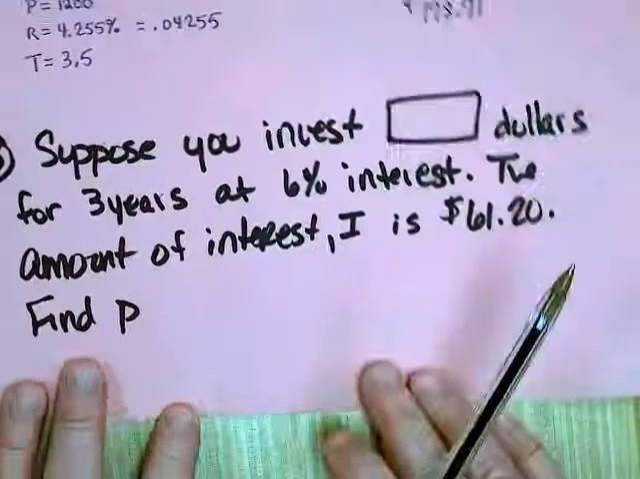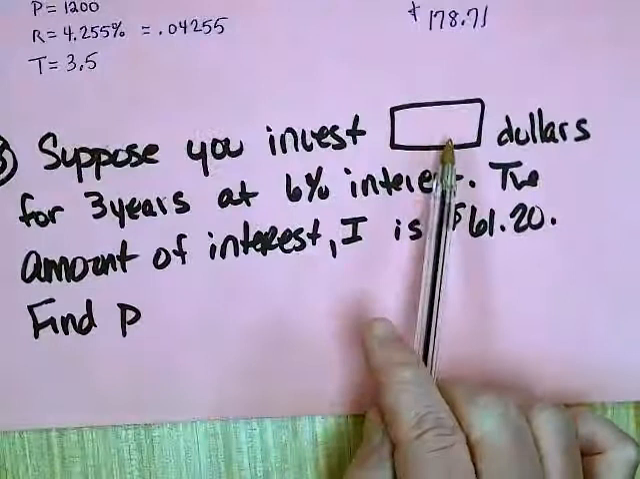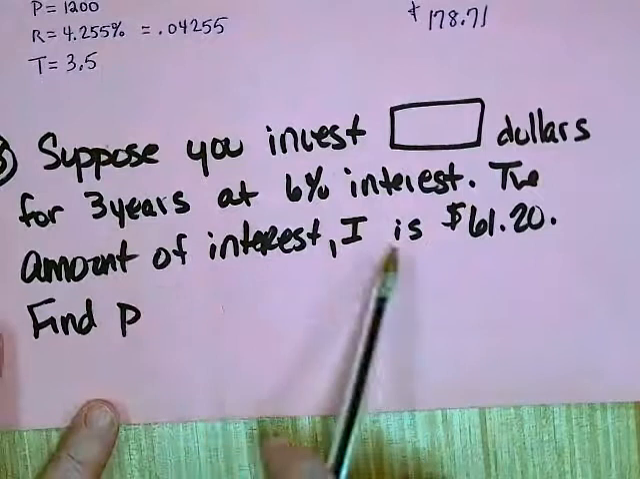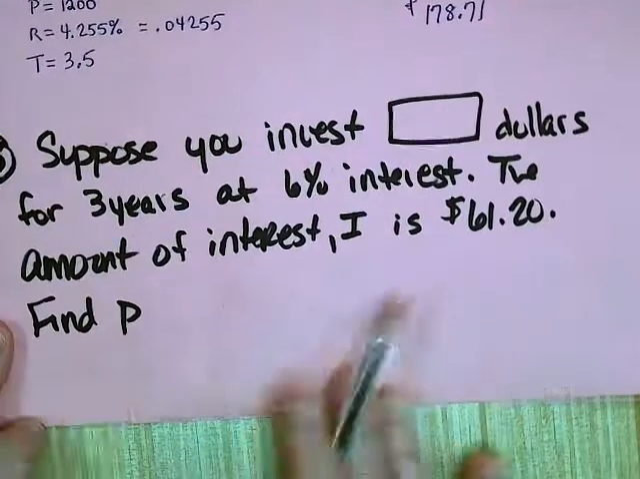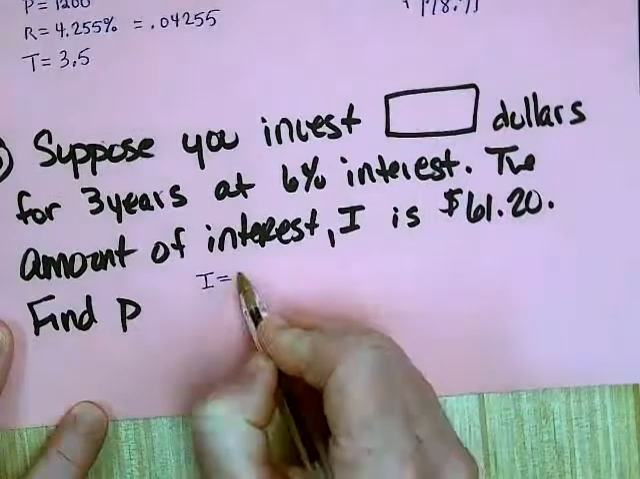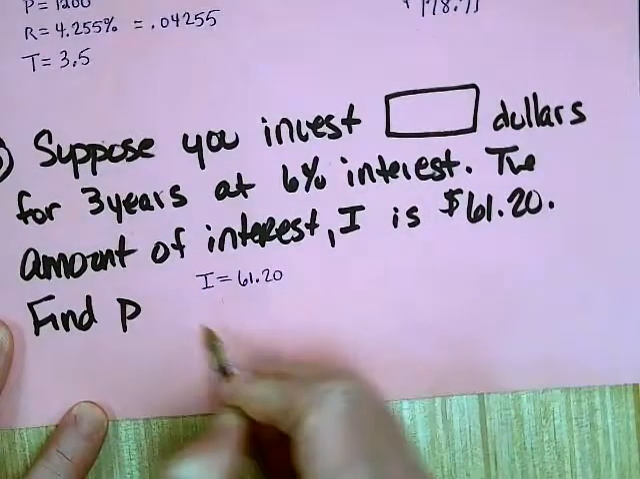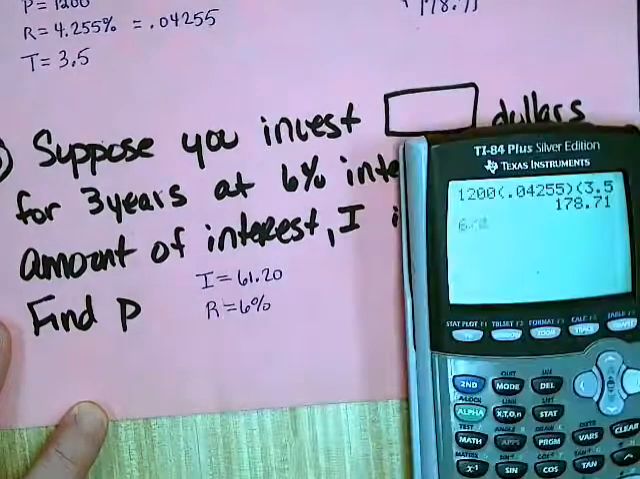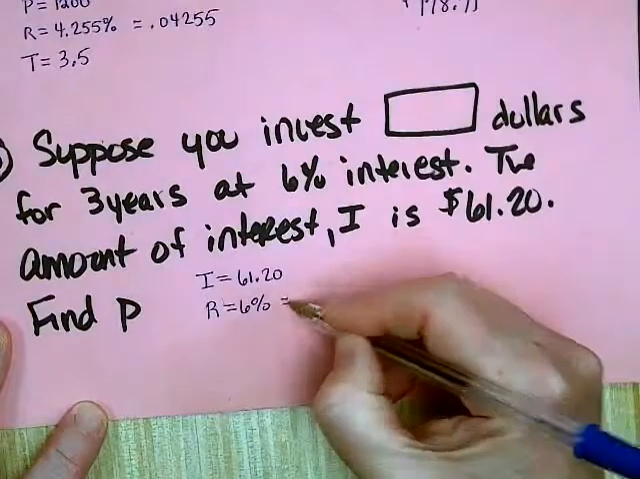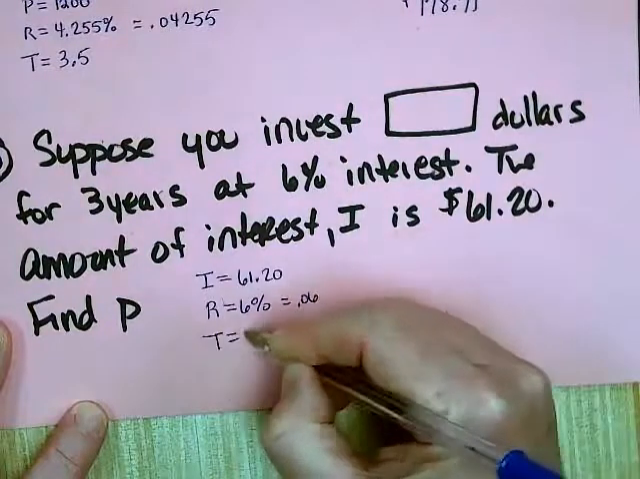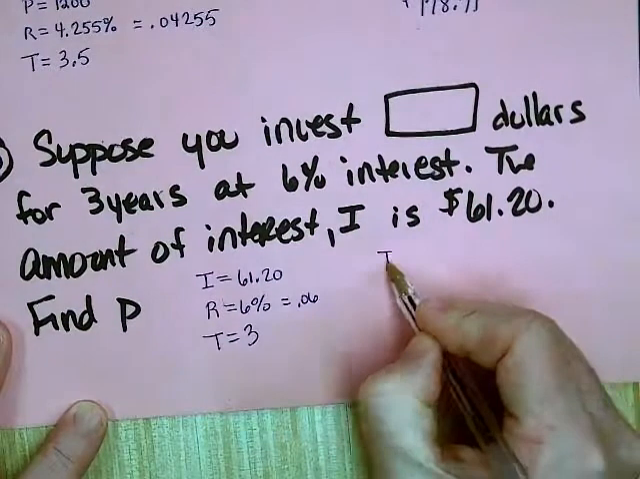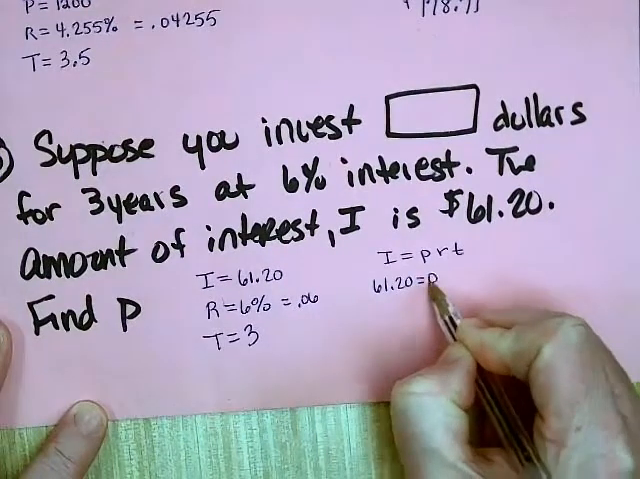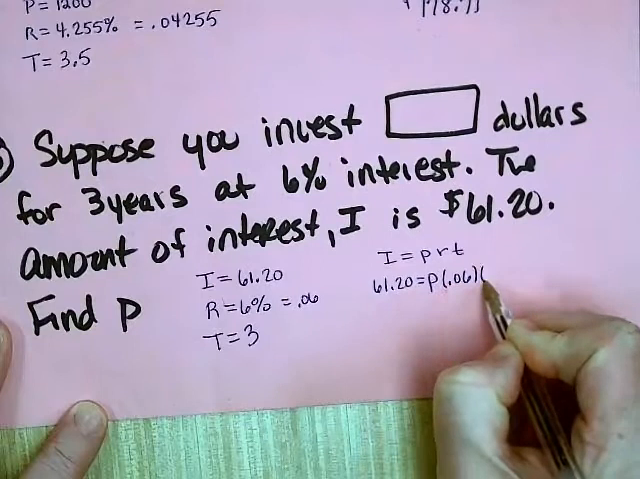Third example on the video says, suppose you invest, I don't know how many dollars, for 3 years at 6% interest. The amount of interest is $61.20. Find P. So this time they're telling you that I is $61.20. We're looking for P. R is 6%. When I divide by 100, I'm going to get 0.06. T is 3 years. So when I put this in my formula, 61.20 is equal to P times 0.06 times 3.